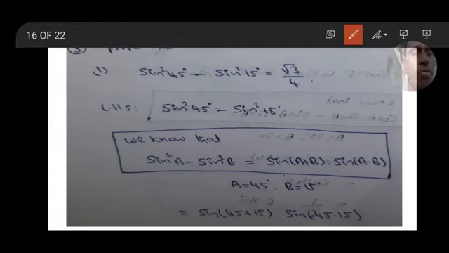Sin square 45 degrees minus sin square 15 degrees equal to root 3 by 4. We can directly substitute the sin 45 value and sin 15 value, square them, subtract, and we get the answer. Otherwise, another method: sin square 45 minus sin square 15 is the LHS, and we know the formula sin square a minus sin square b. It is of the form sin square a minus sin square b equal to sin of a plus b into sin of a minus b.